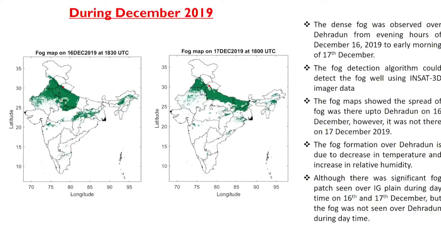Then some fog episodes over Dehradun. Dehradun is an area where we usually don't have fog occurrence, but in the last 5 to 6 years we are witnessing fog over Dehradun. So we tried to see whether our algorithm catches that kind of fog or not. These are the two fog images for 16 and 17 December 2019. The red point indicates the location of Dehradun. On these 2 days we actually witnessed fog, and the algorithm also caught it, indicating the presence of fog over Dehradun.